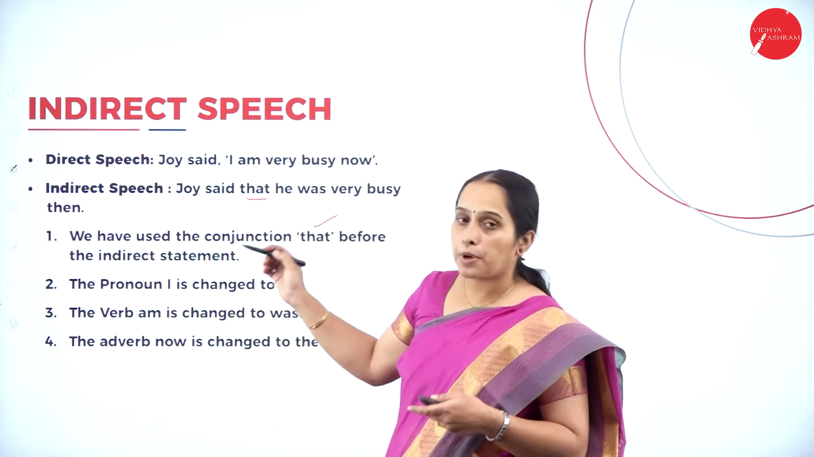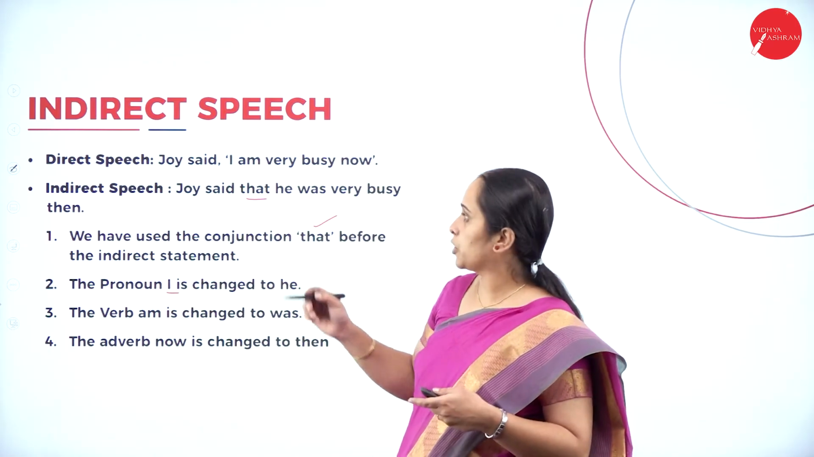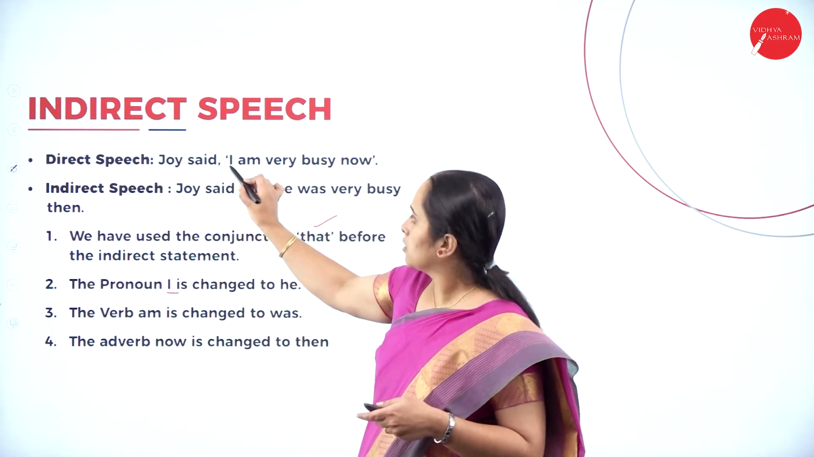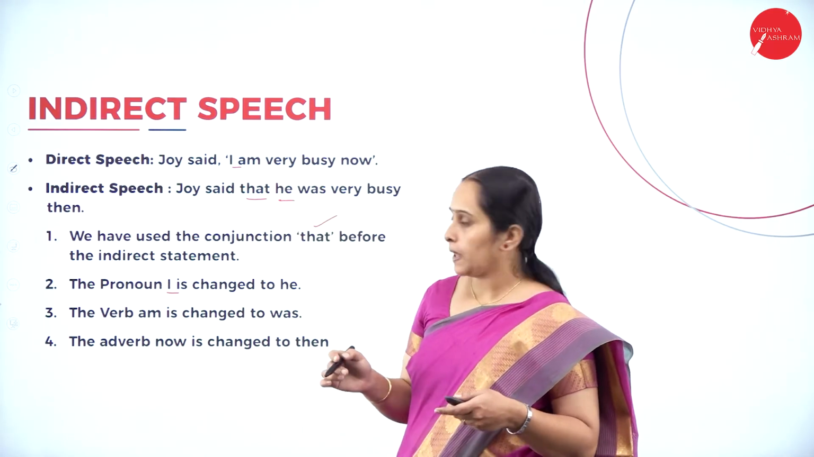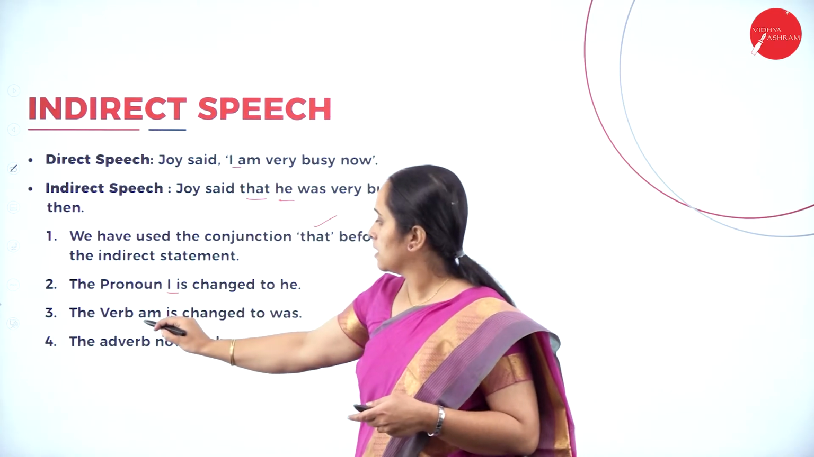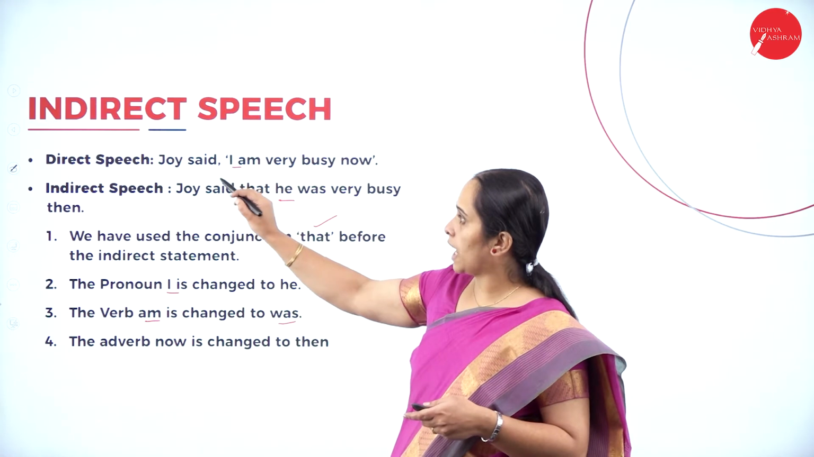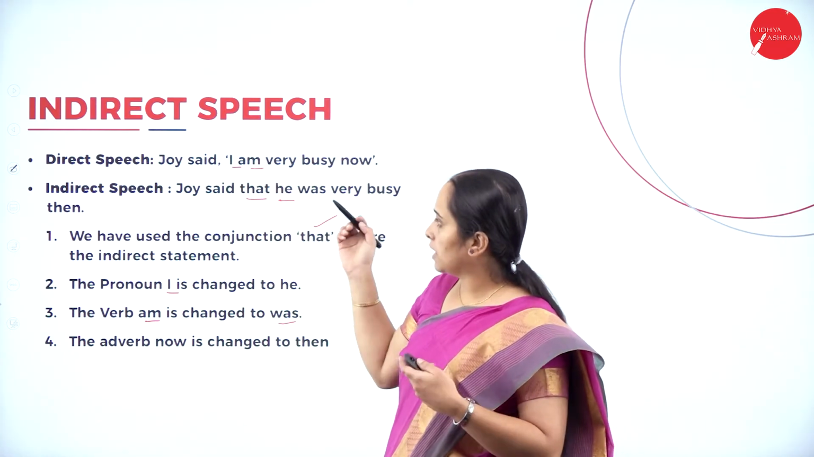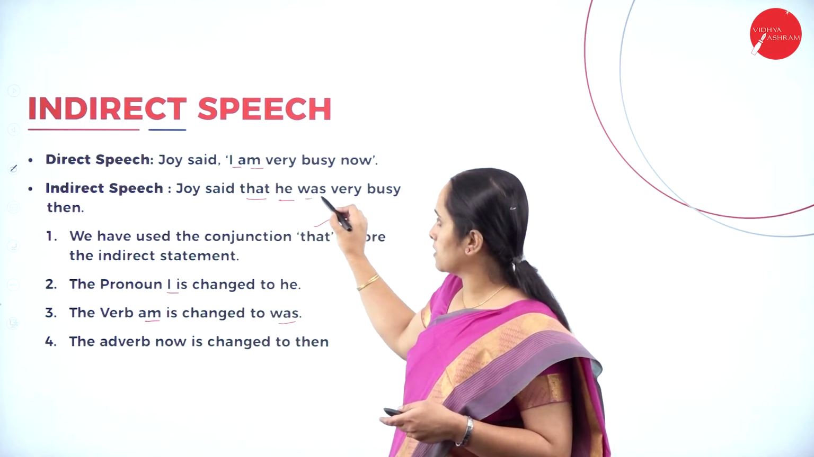Next, the pronoun "I" is changed to "he." You can notice here, the pronoun "I" in Joy said "I" has changed into "he" here. Next is the verb "am" is changed to "was." In the direct speech we have "I am," so that in the indirect speech "am" is changed into "was."